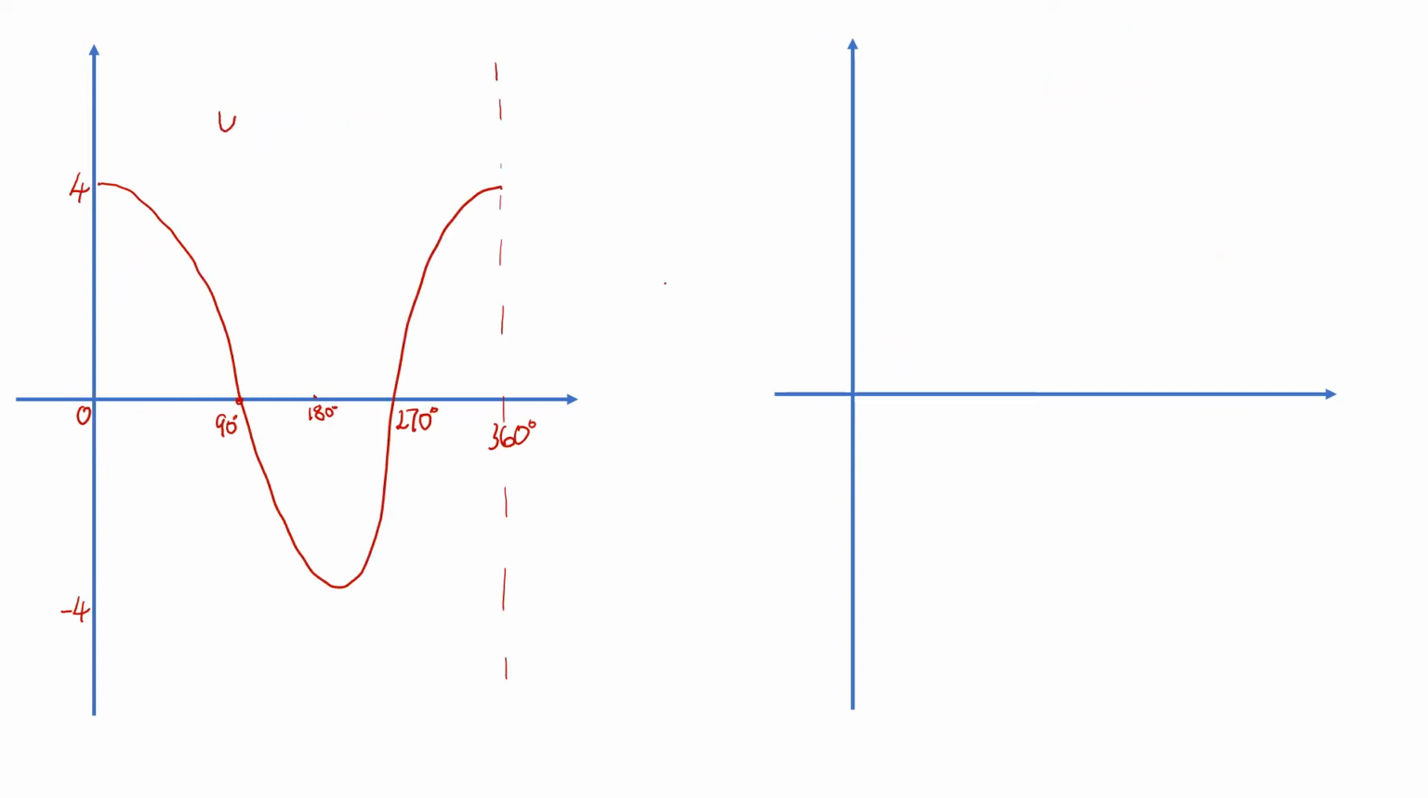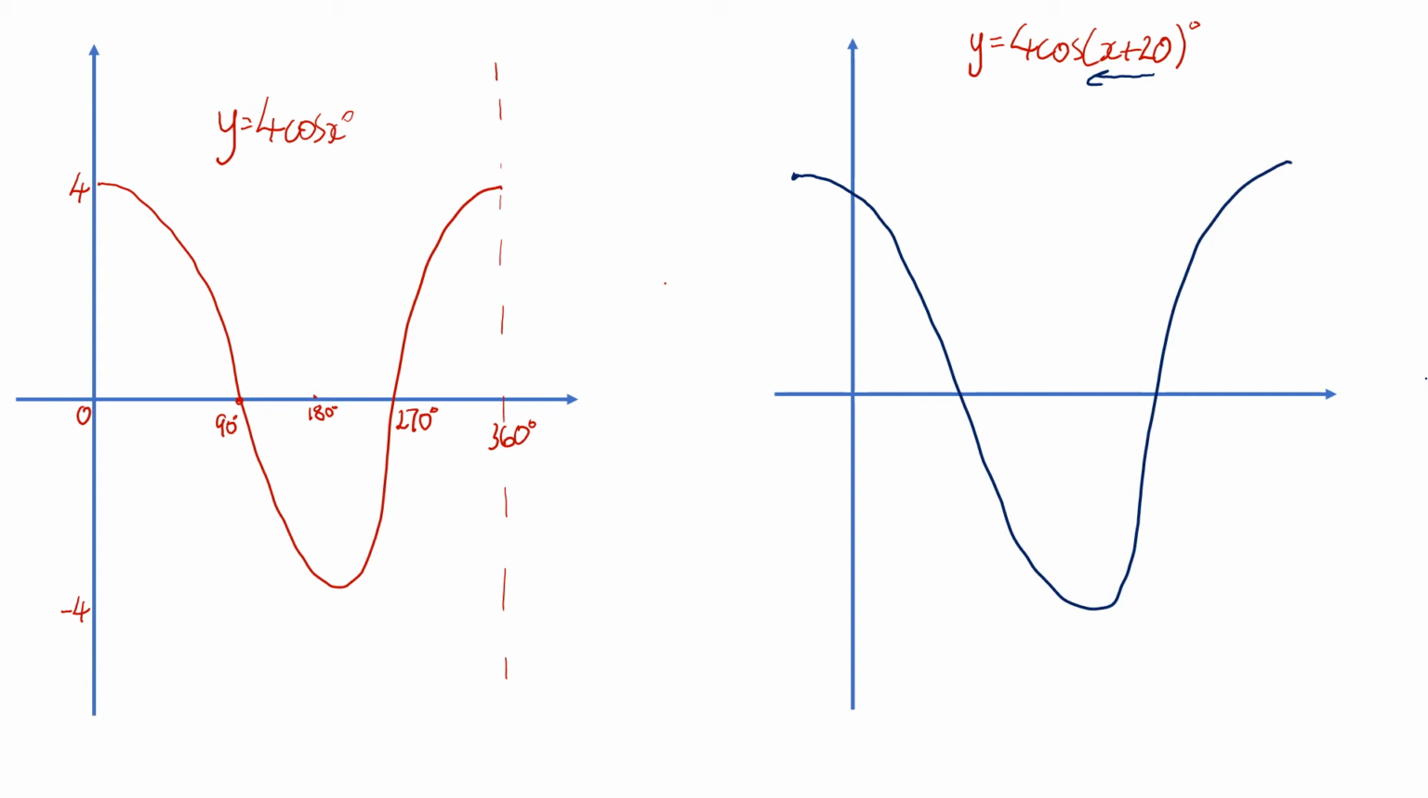Okay, here we can see the graph of y equals 4 cos x degrees. But let's imagine, what if we had to draw y equals 4 cos of x plus 20 degrees? So here you can see we're working inside the bracket, so we're going to do the opposite to what we think. We're going to move left and right. We would expect to move right because it's plus, but in fact, we are going to move left 20 degrees. So instead of starting at 0, we're going to start 20 degrees left of that. So we're going to start at minus 20, maybe somewhere here, and we'll draw a cos graph like so.